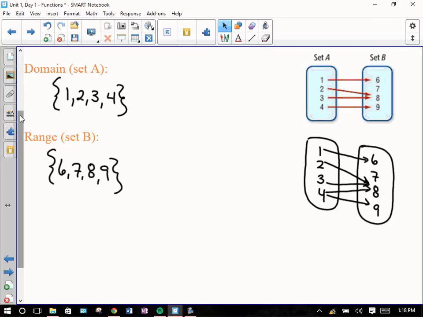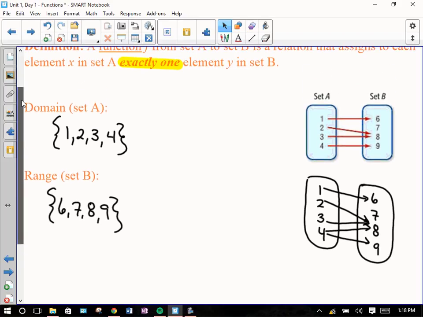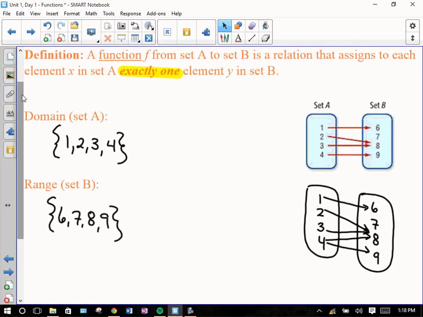Why would this not be a function? Because 4 goes to 8 and 9. What does the definition of a function say about the elements in set A? It can only map to... And the word "map to" means it goes with, or it gives you, like when I plug it in, it gives you that. But the element 4, as Mo said, maps to 8 and 9. How many elements is it mapping to right now? 2. But the definition of a function says it can only map to 1.